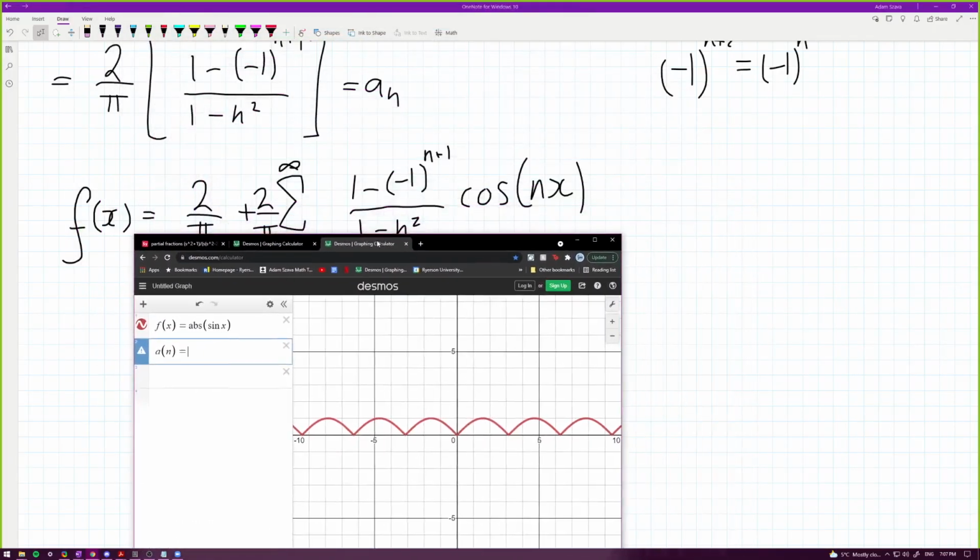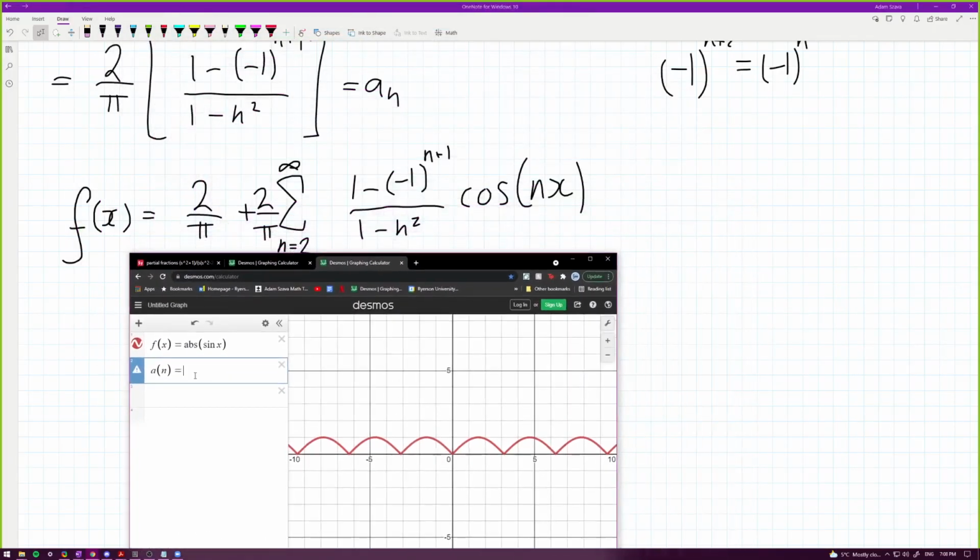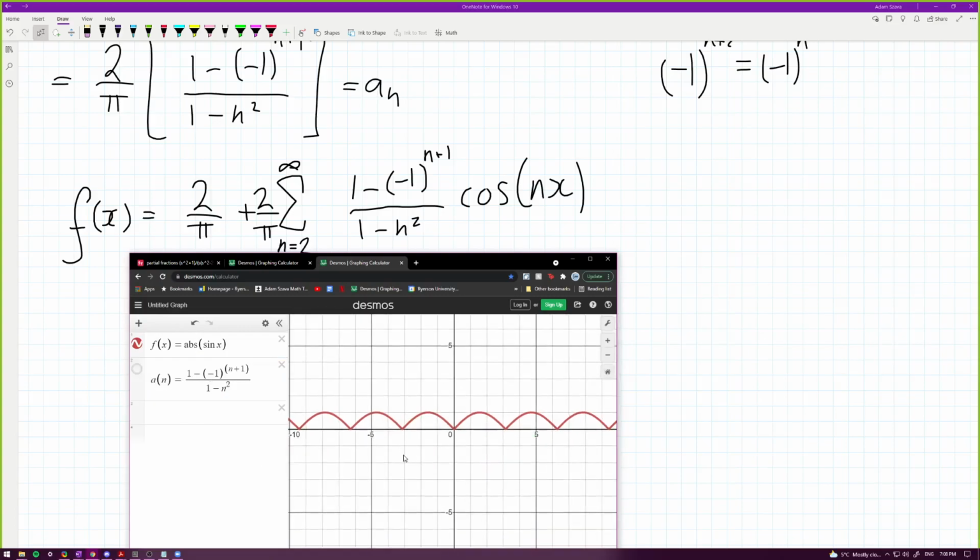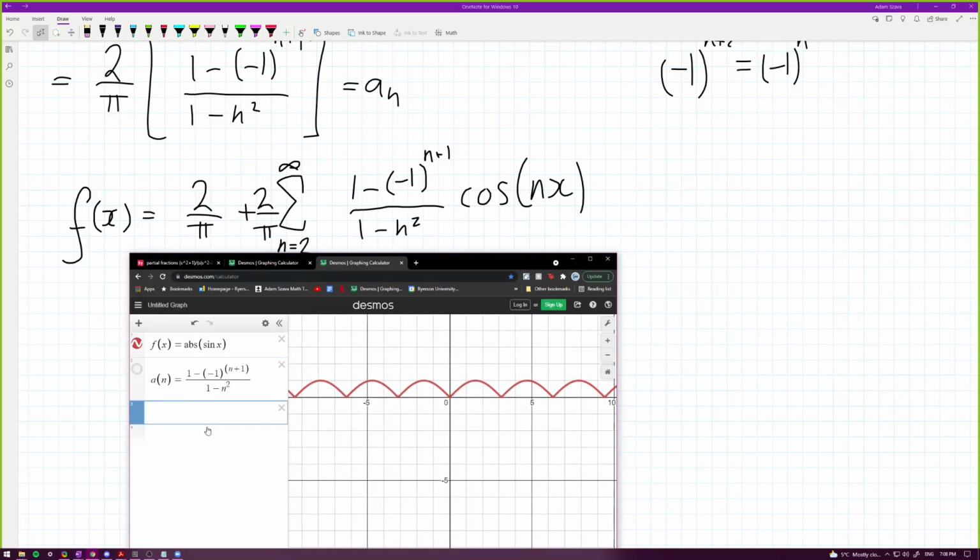So the coefficients are 1 minus -1 to the n plus 1, and 1 minus n squared. Oh, sorry, that's the denominator. 1 minus n squared, right? And then we just actually start drawing out our function.